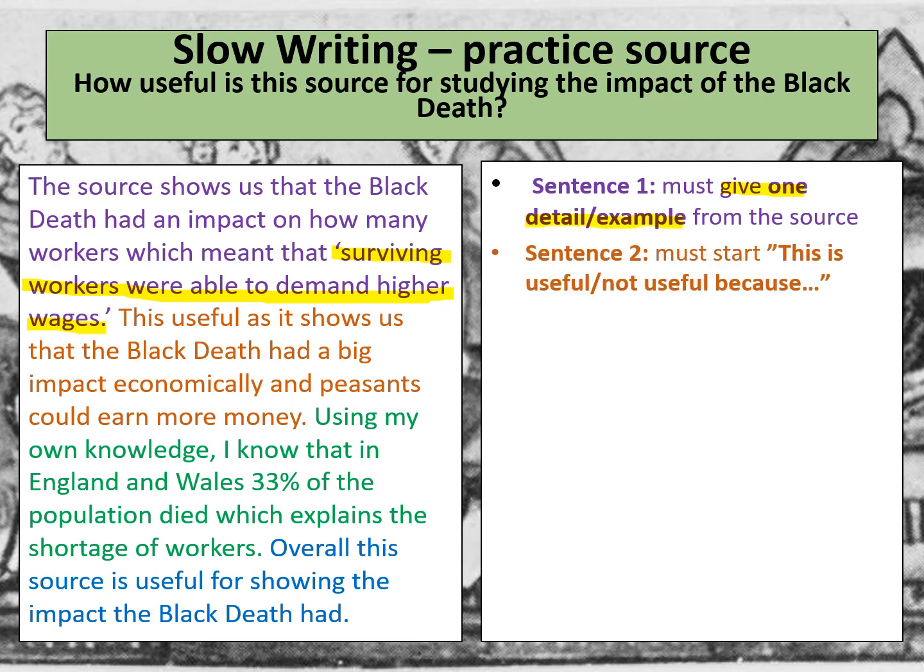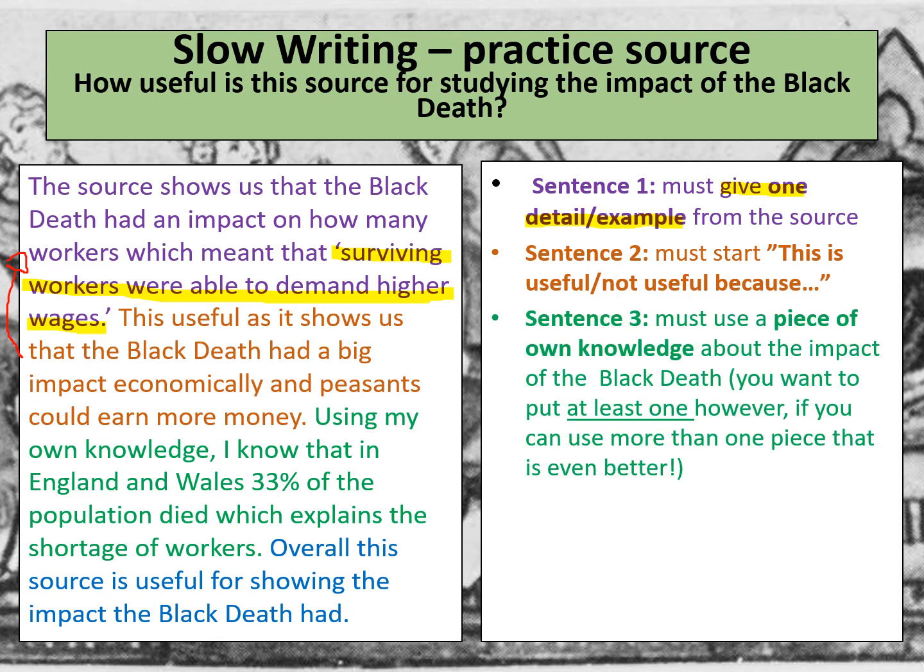Sentence number 2. The sentence here must start with this is useful/not useful. Let's have a look at the practice paragraph. This is useful as it shows us that the Black Death had a big impact economically and peasants could earn more money. What I have done here is I have looked at the points that I have made above and I have explained why this is useful for understanding the impact the Black Death had. We know that surviving workers were able to demand a higher wage. Therefore, this makes the source useful because we know that the peasants could earn more money after the Black Death.